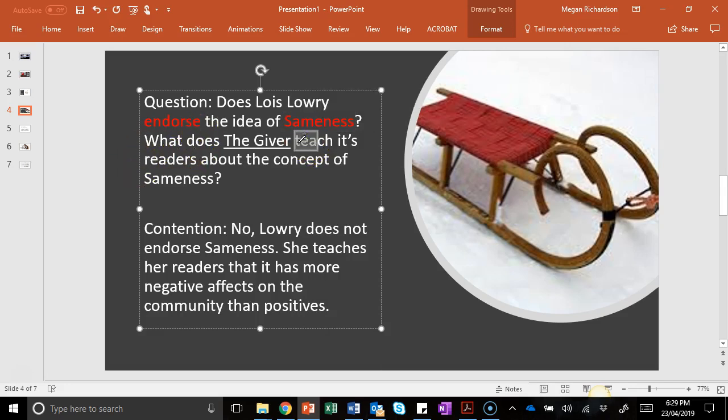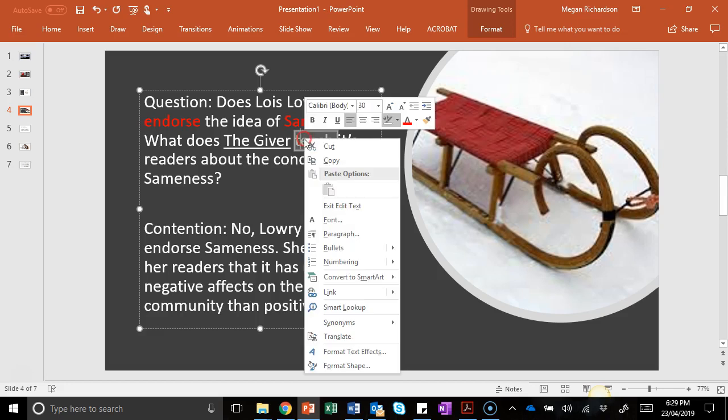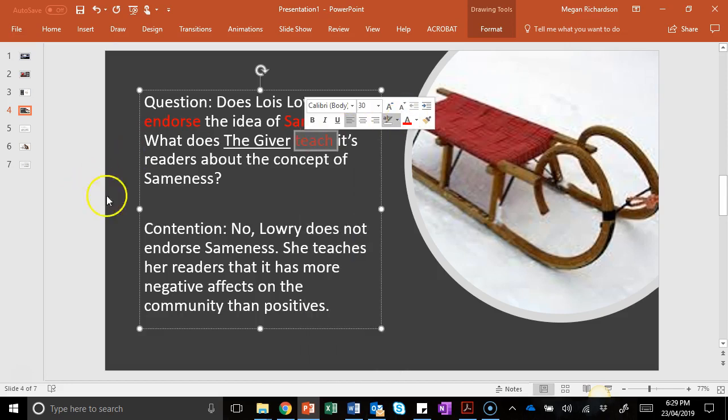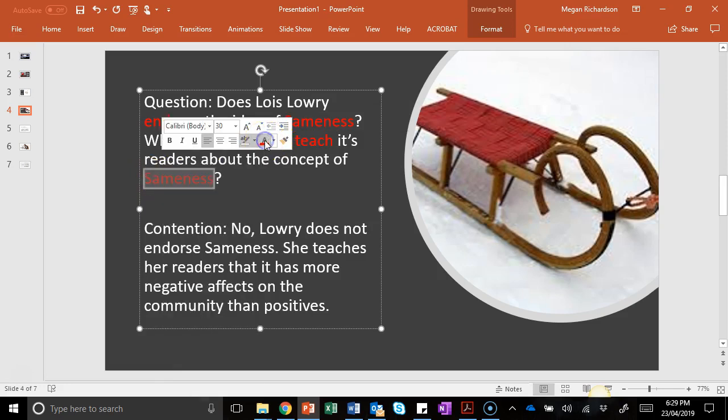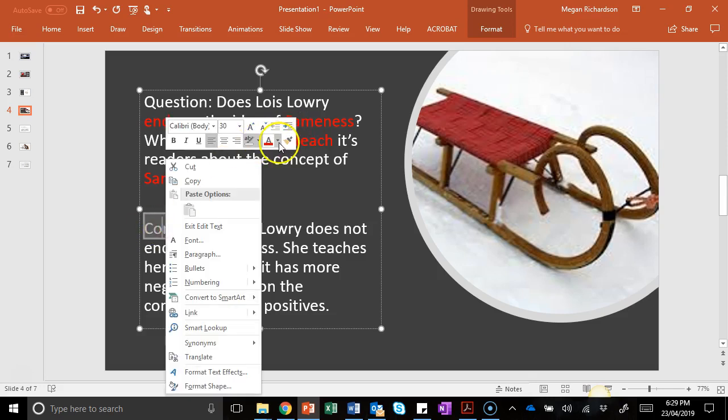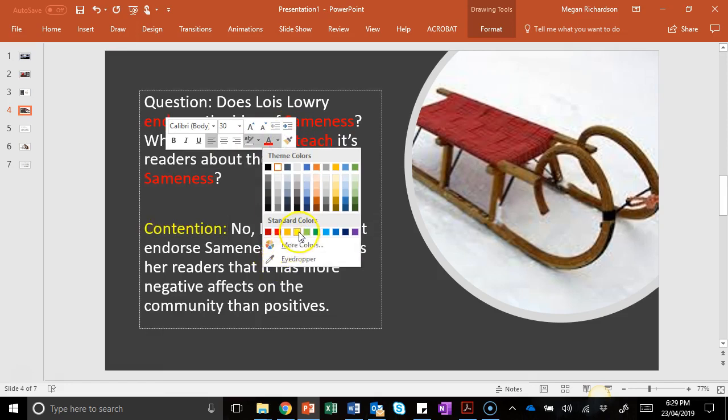Teach was a keyword. And then again with sameness. Okay, so this is the contention that I came up with. Okay, so this is my contention. I'll put that in yellow just so that we're going with my whole colour coding business.